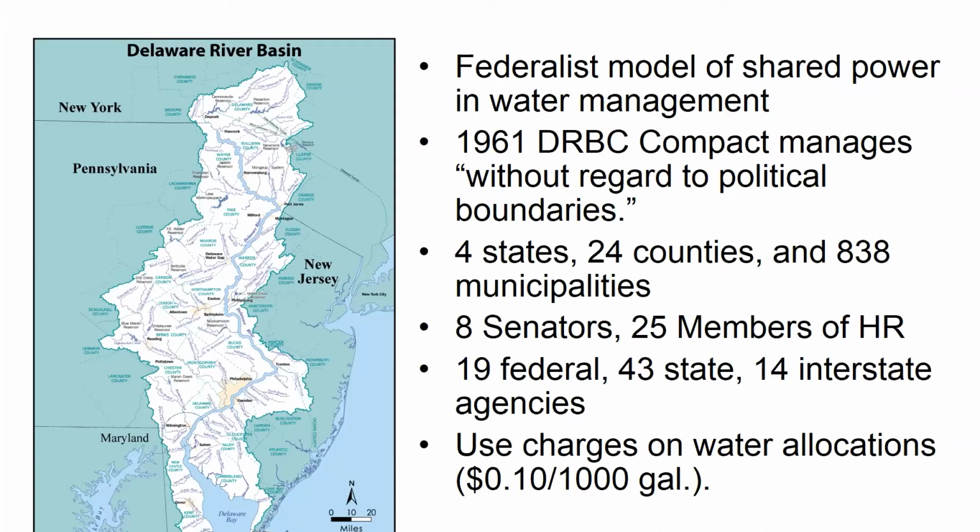It's 4 states. It's managed by the DRBC. It's managed just like our Constitution says our government, a shared federalist system of shared governance between the federal government and the states. That's what the DRBC does. It was formed in 1961 by JFK, so it's 60 years old. It's a 100-year compact. And it tries to manage the 4 states, and there's 24 counties and over 800 municipalities, and manage that basin as a unitary watershed.